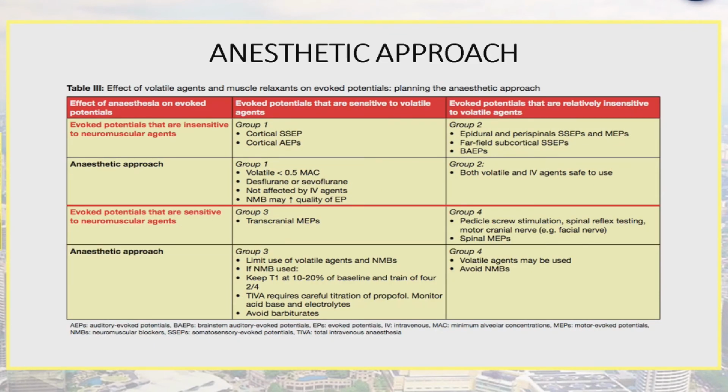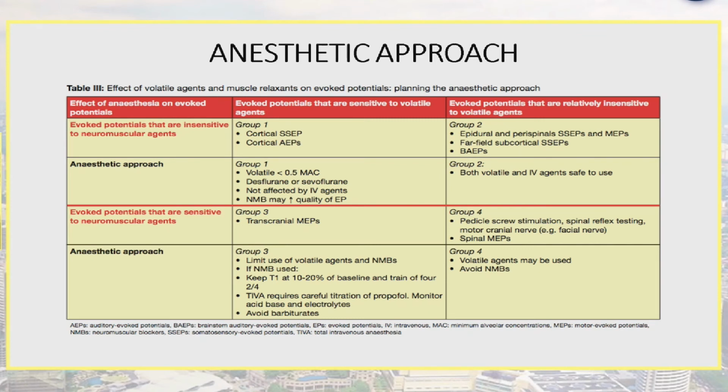So now, how do we approach the modalities that we apply? Usually we do a multimodal approach. I mean that we use SSEP in combination with MEP, and we use EMG. However, if you use a single modality, in group 1, which is cortical SSEP and cortical AEP, we can use sevoflurane but at a lower dose, desflurane or sevoflurane compared to isoflurane, and we can give muscle relaxant, which even improves the quality of the evoked potential.